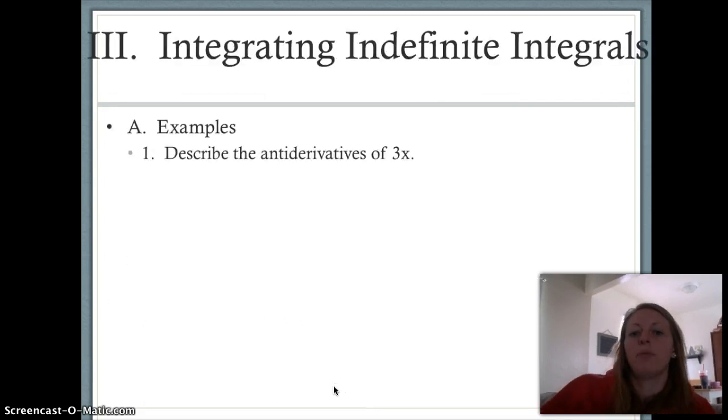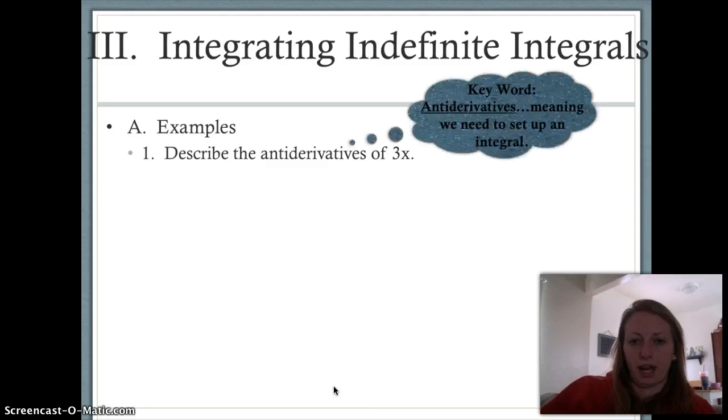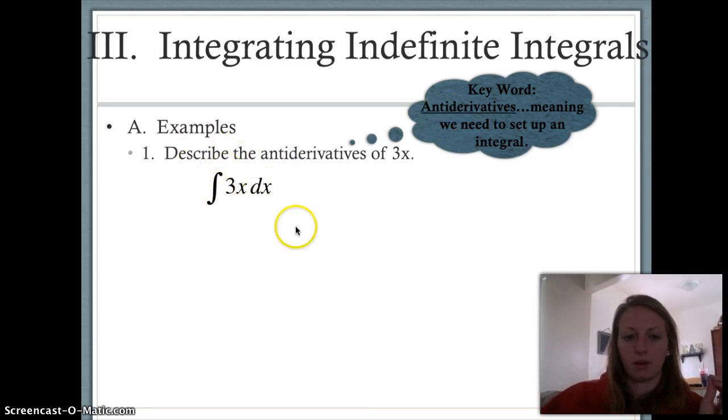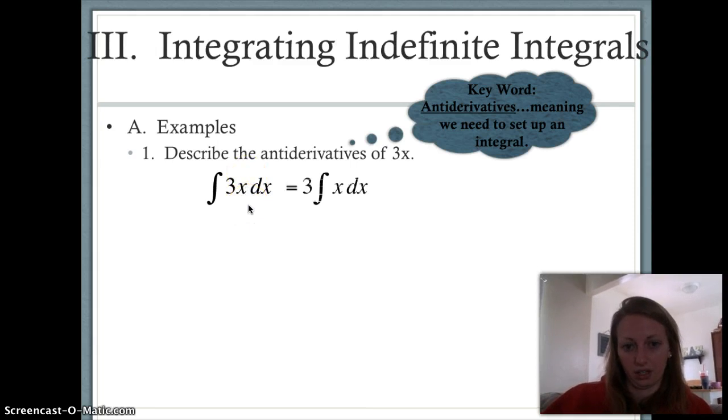Examples. So describe the antiderivatives of 3x. So what is that saying? Because it says antiderivatives, that should immediately trigger your brain to set up an integral. Okay, so this is what I mean by integral. Notice we have a constant, 3, we have x, and we have dx. How can you rewrite this? What is the same as 3x? What is our exponent up there?